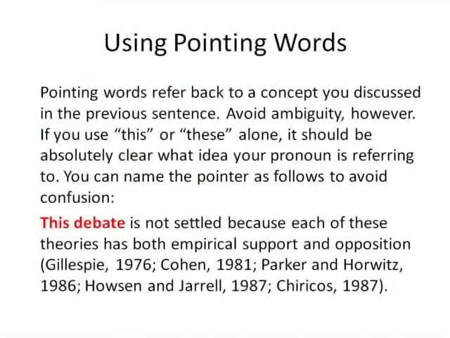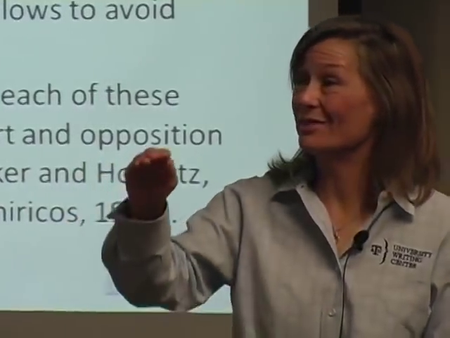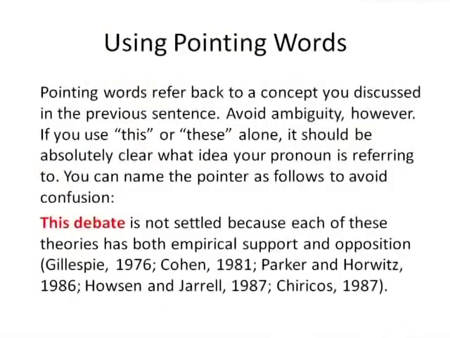Using pointing words. Pointing words refer back to a concept you discussed in the previous sentence. You want your reader to know that you're really still talking about the same idea. But you want to avoid ambiguity. Sometimes if you use the word this or these, your reader doesn't know what this is referring to. If you use it alone, it should be absolutely clear what idea your pronoun is referring to.